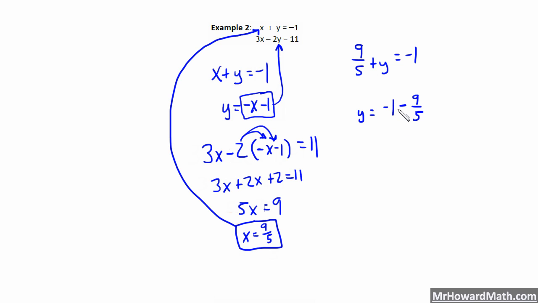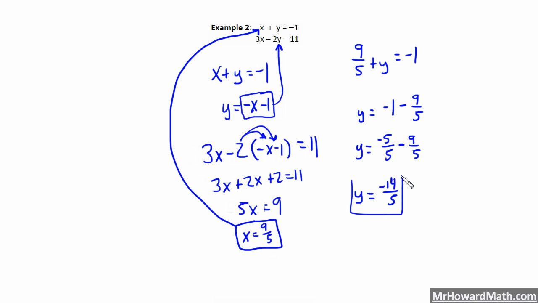Okay, we've got fractions here. The easiest thing to do is rewrite negative 1 as something over 5. So it makes it pretty easy. So y equals negative 5 over 5. Notice negative 5 over 5 is still equal to negative 1. But now I have common denominators here, so I can just work with these fractions. So I get y equals negative 5 minus 9 is negative 14 over 5. That's a 4 there. Negative 14 over 5.